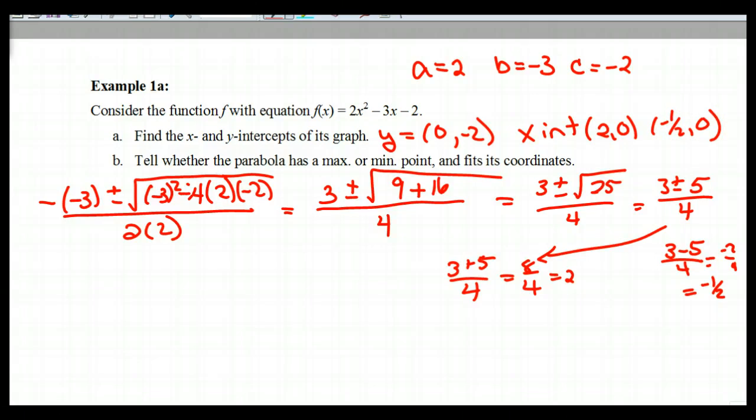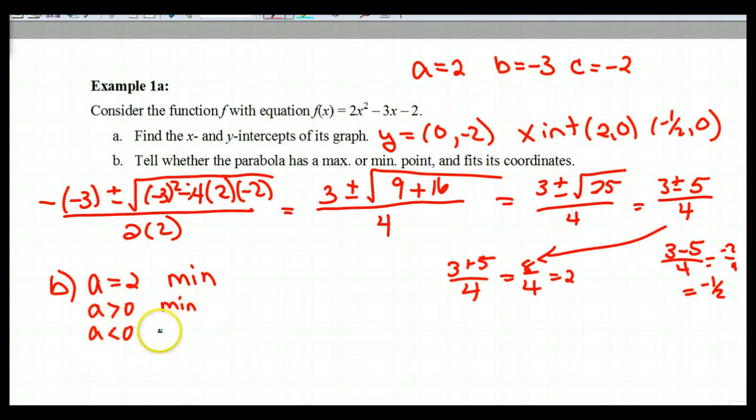So part B says we need to know if it's a max or a min. Notice that a is 2. It's positive. It's a min. Yep. Since a is 2, it's a min. So now we got to find the axis of symmetry. How do you know that 2 is the minimum? Because anytime a is greater than 0, it's going to be a minimum. It's going to open upward. And anytime a is less than 0, it's going to be a max because it's opening downward.